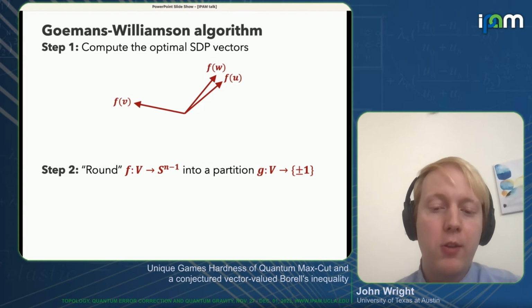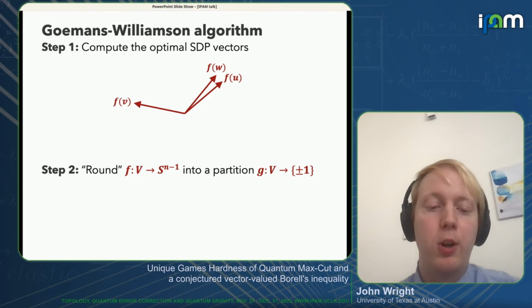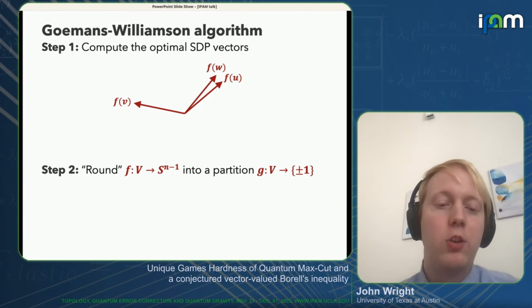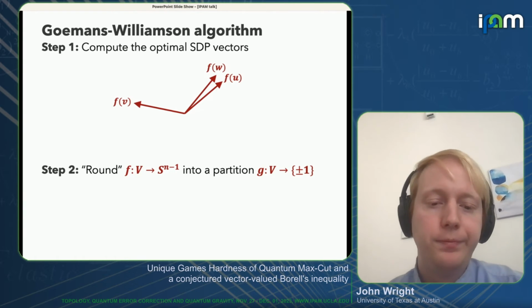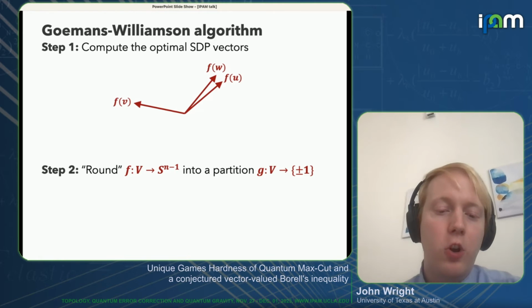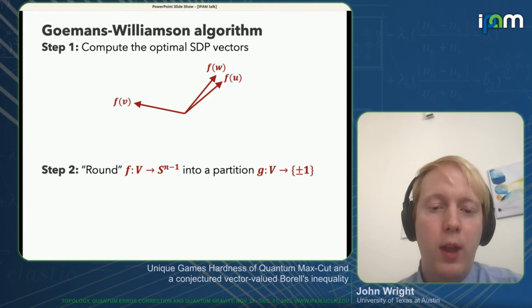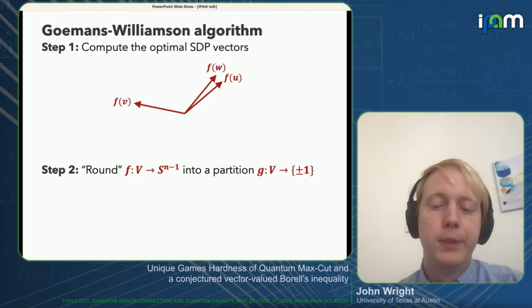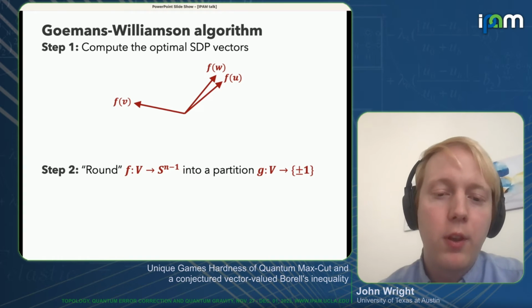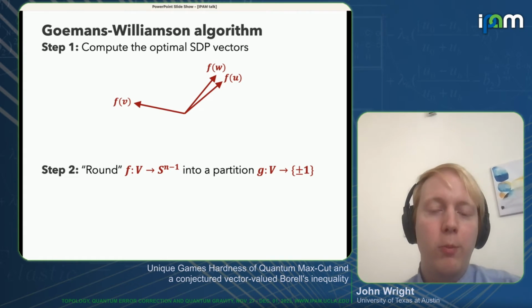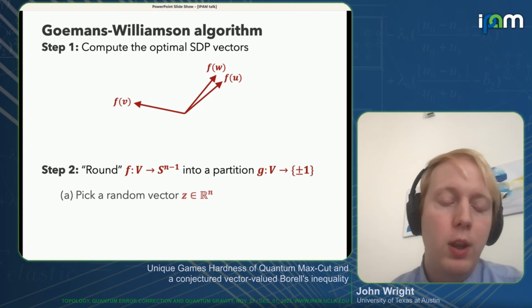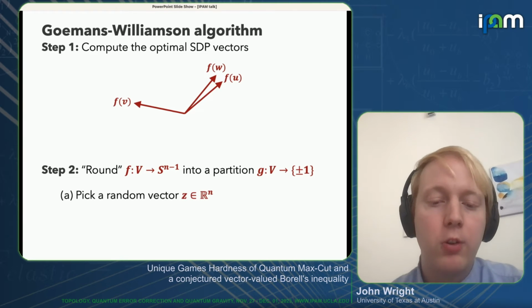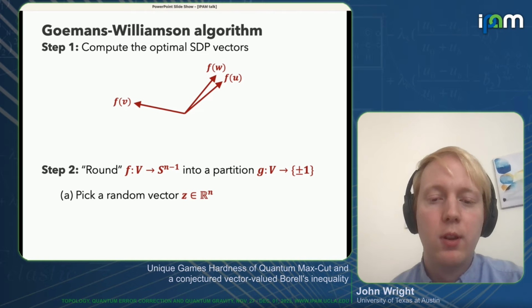Because remember, we're solving max cut, so ultimately we need to output a partition. And this is called rounding: you convert the vectors into a partition. These vectors are going to be in S^{n-1}, so n-dimensional unit vectors. And the rounding algorithm is very nice. What Goemans-Williamson begins by doing is just picking a uniformly random vector z in n-dimensional space.